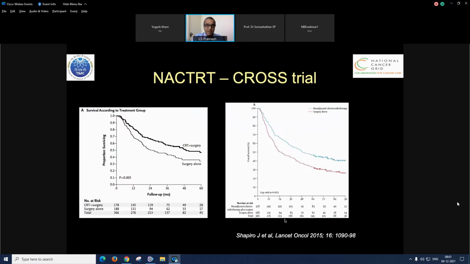But you now have the landmark trial. We'll go into this trial a little more in detail in the second talk, where this showed a conclusive improvement in survival when neoadjuvant chemoradiation was offered, followed by surgery, as compared to surgery alone. Very rarely will you see this kind of separation of curves with any intervention in oncology. And the long-term results also confirmed the improvement in overall survival.